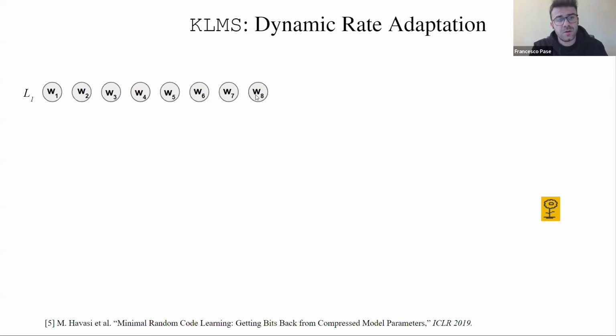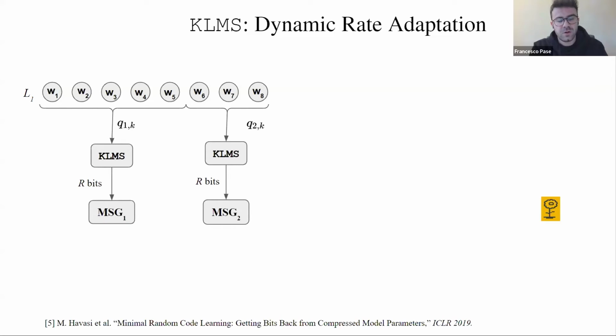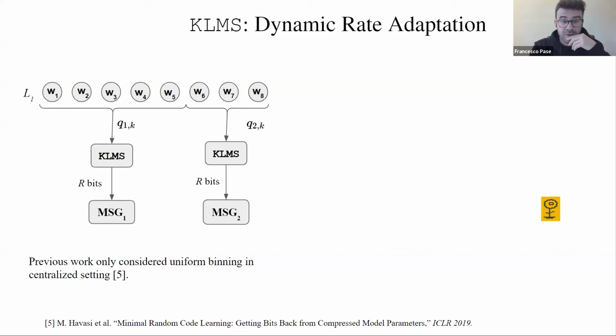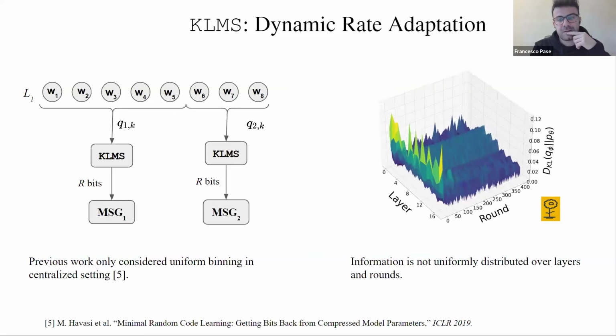What KLMS can do is to group these coefficients into also non-uniform groups. As you can see here, we may be able to group the first 5 and then the last 3 of them. And for each group, KLMS will compute a message and send this message to the server. So why is this important? Because previous work only considered uniform grouping of those coefficients in the network. But also in the centralized setting, we did slightly different approaches. But what we observed by performing some simulations, some experiments, is that the information, usually in federated learning, is not uniformly distributed over the network and over the rounds.